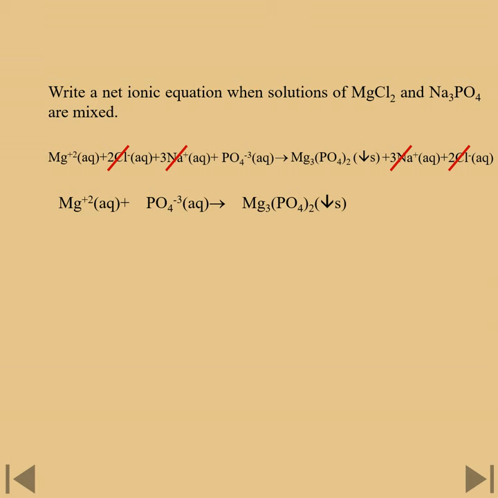I'm going to start with magnesium and finish with phosphate. 1 magnesium on the left, 3 on the right. The least common multiple is 3. Whatever your least common multiple is, that's how many go on both sides. Then 1 phosphate on the left and then 2 on the right. 2 is our least common multiple. There's 2 phosphates on both sides. And we're done. I hope this is what you got when you did this on your own.